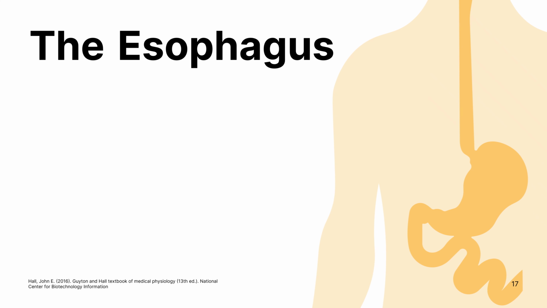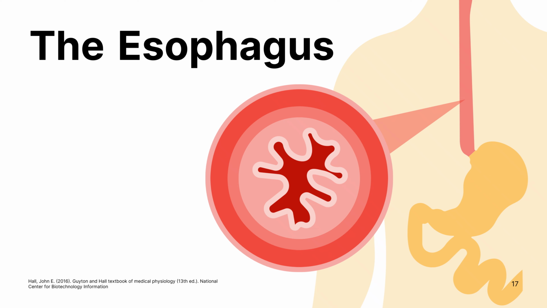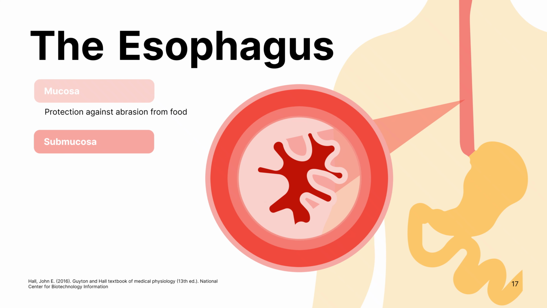The esophagus consists of four distinct layers, each serving a specific function to facilitate the movement of food from the mouth to the stomach. The mucosa, the innermost layer, provides protection against abrasion from food particles as they pass through the esophagus. The submucosa, located beneath the mucosa, contains blood vessels, lymphatics, and nerve plexuses, which support the esophagus and contribute to its function.